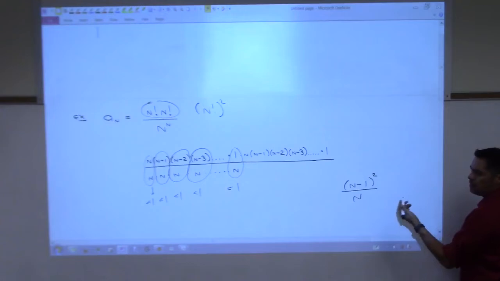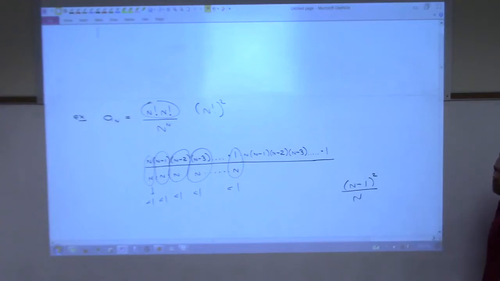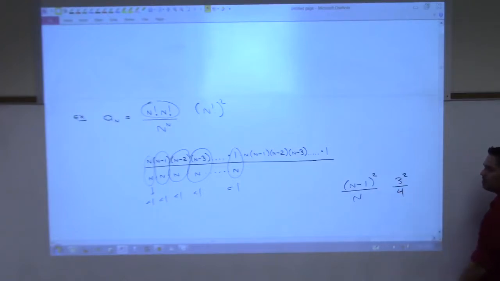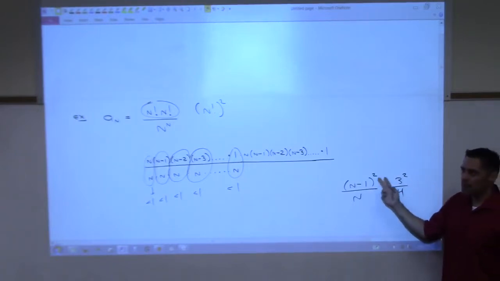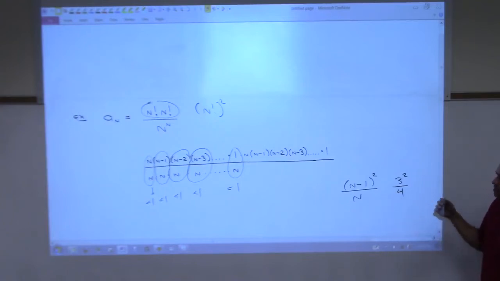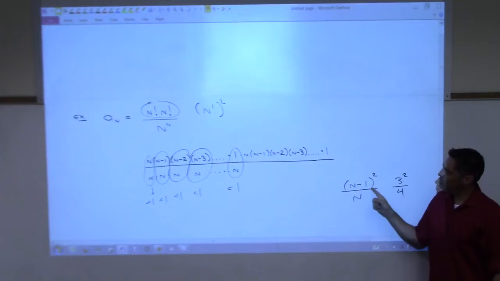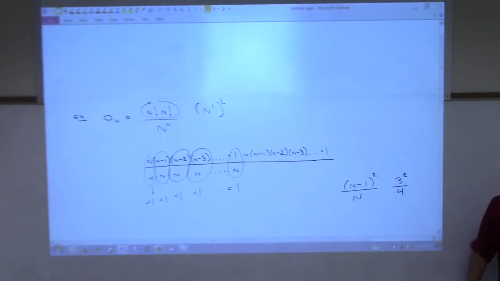Let me give you an example. Let n be 3. Or let's let n be 4. What do you get? If n is 4, you get 3 squared over 4. Is that smaller than 1? See? The squaring has a major impact on this. Now, if n is 2, it does work, but once you get to n is 3, will it work with 3?